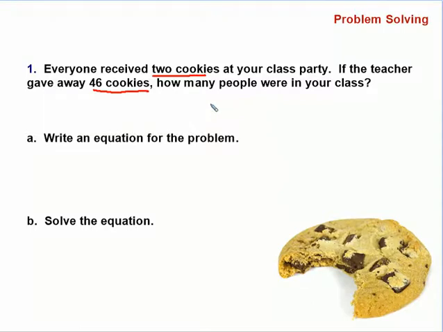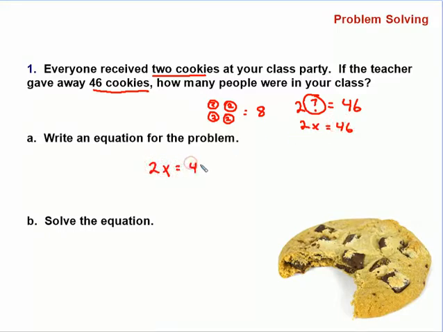So each person got 2 cookies. Each person, we don't know how many there are, so I'll just draw 4. If each person got 2 cookies, 2 here, 2 here, 2 here, and 2 here, you would get 8. That is a clear example of multiplication. So we want to know 2 times how many people. 2 times how many people gives us 46 cookies, as that's how many we need. The teacher gave away 46. We want to know how many people, so we'll replace that question mark with an x, and that will be our equation. 2 times what gives us 46 cookies?